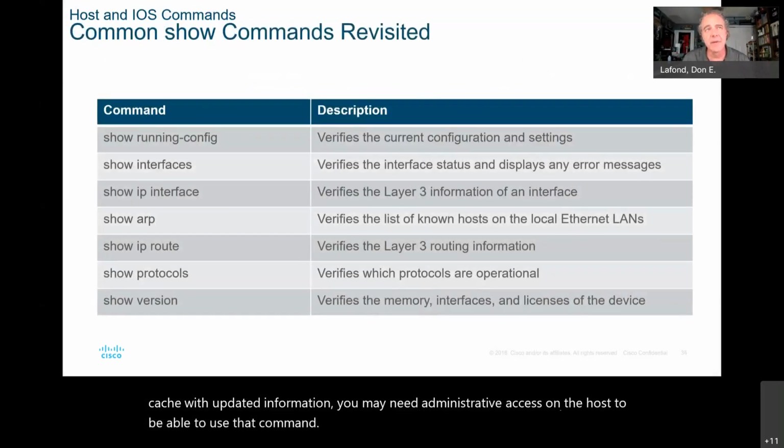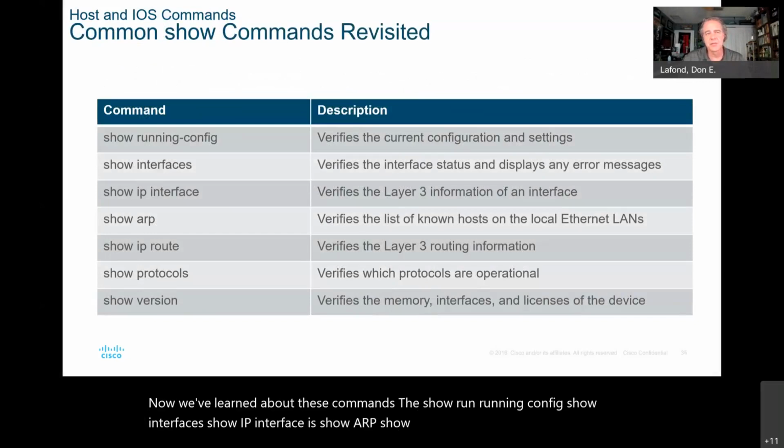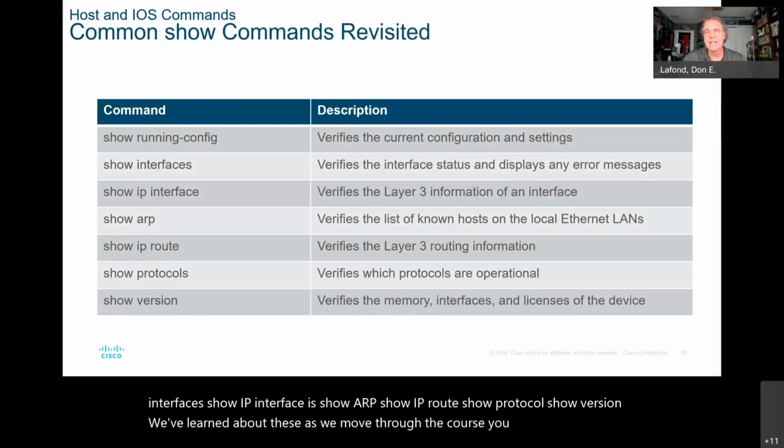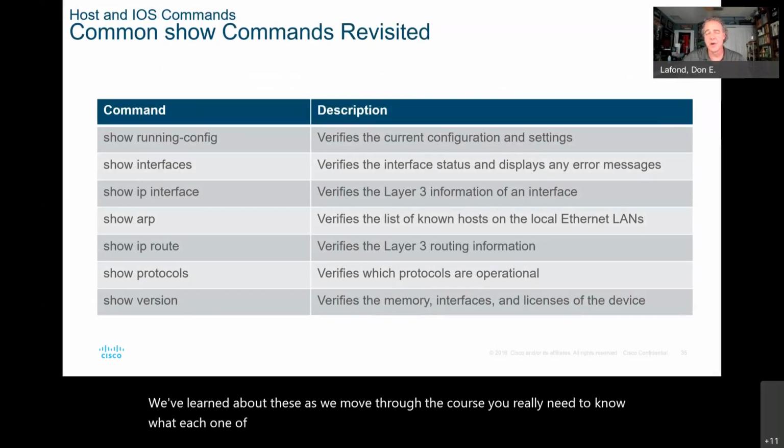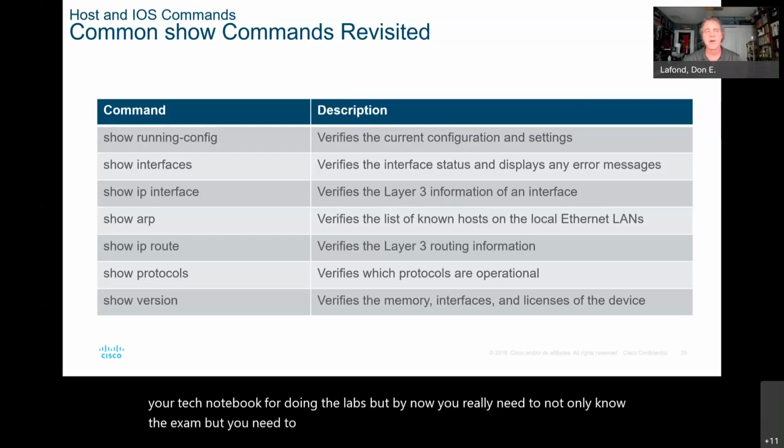Now we've learned about these commands: show run, running config, show interfaces, show ip interfaces, show arp, show ip route, show protocols, show version. We've learned about these as we've moved through the course. You really need to know what each one of these does by heart. You should have all of these listed inside of your tech notebook for doing the labs, but by now you really need to not only know these commands, but you need to know which ones are the best.